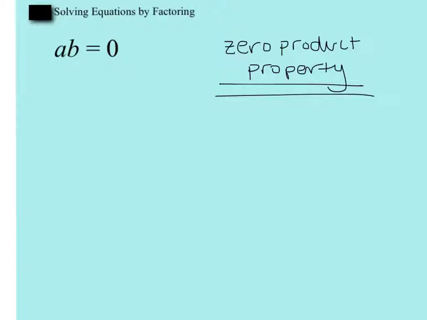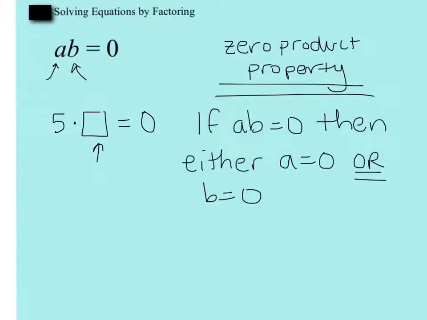For example, if I had something like 5 times some number, and I don't know what that is, equals 0, I know that it would have to be a 0, because the only way to multiply something together to get 0 is to have one of the factors be 0. So what the zero product property says is if both of the factors are unknown, then one of the two factors has to be 0. So if A times B equals 0, then either A equals 0 or B equals 0.